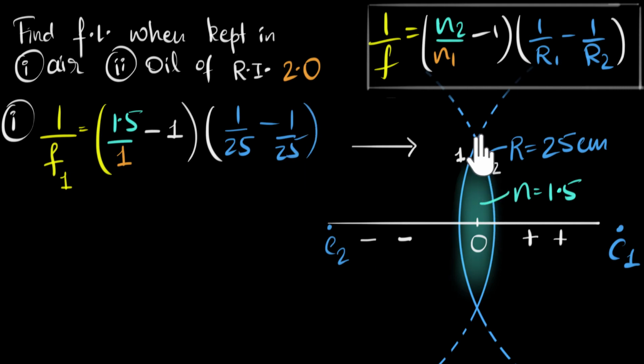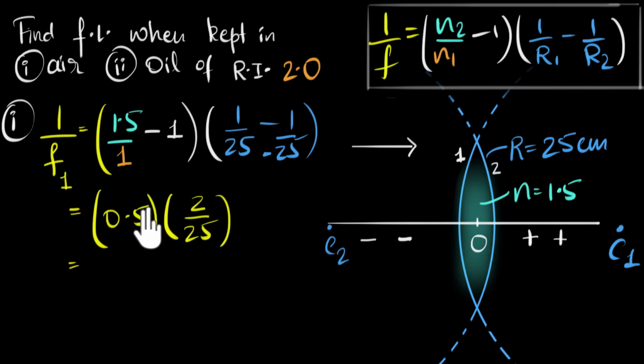Now notice, when you consider the second surface, its center of curvature is over here, which is on the negative side. As a result, its radius is going to be negative 25 centimeters. Therefore, it's going to be minus 1 over negative 25. So let's put that over here, negative 25. That's the only thing we need to be careful about. And so now we can go ahead and solve this. 1.5 divided by 1 is just 1.5. Minus 1 is 0.5, times 1 over 25 plus 1 over 25. The negative becomes positive. So you get 2 over 25.